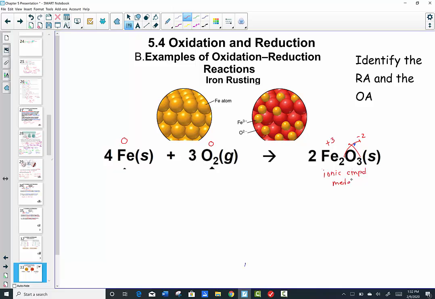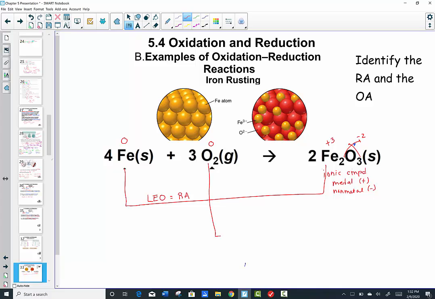Remember that the metal will be positive. The nonmetal is always negative. Positives are written first, nonmetals are written last, and you just uncrisscross to find out those charges. So you can see that iron went from a 0 to a +3. A change from 0 to a +3 is oxidation, it's becoming more positive. The iron is now known as the reducing agent.